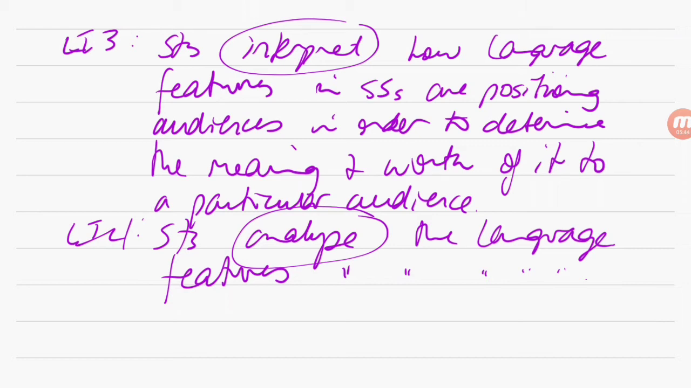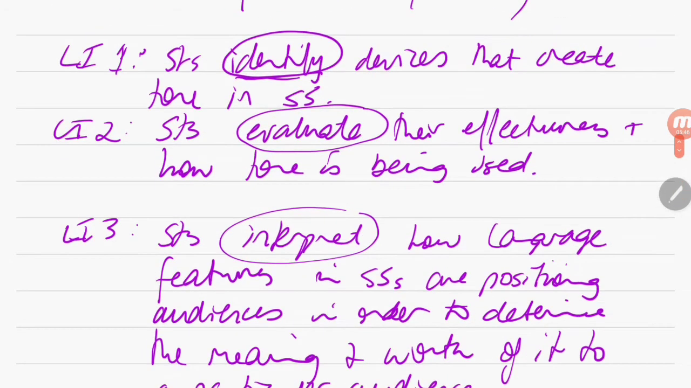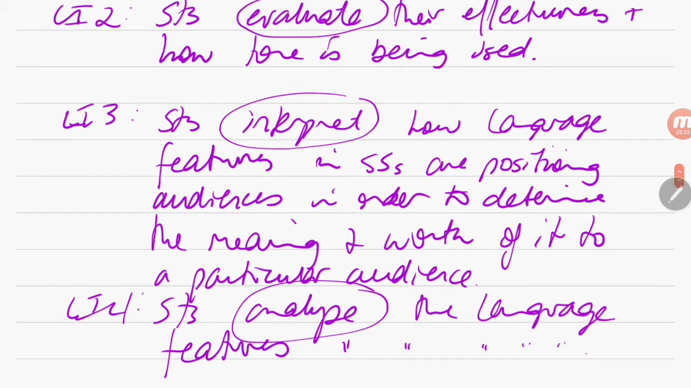Now all you need to do is work out exactly how you're going to teach students to identify, evaluate, interpret, and analyse. Very important cognitions in the English classroom. Now, success criteria are written based on those learning intentions. So you just change the language. Students will know they are successful if they can evaluate 2 or 3 language features in short stories and be able to analyse how they are positioning audiences.